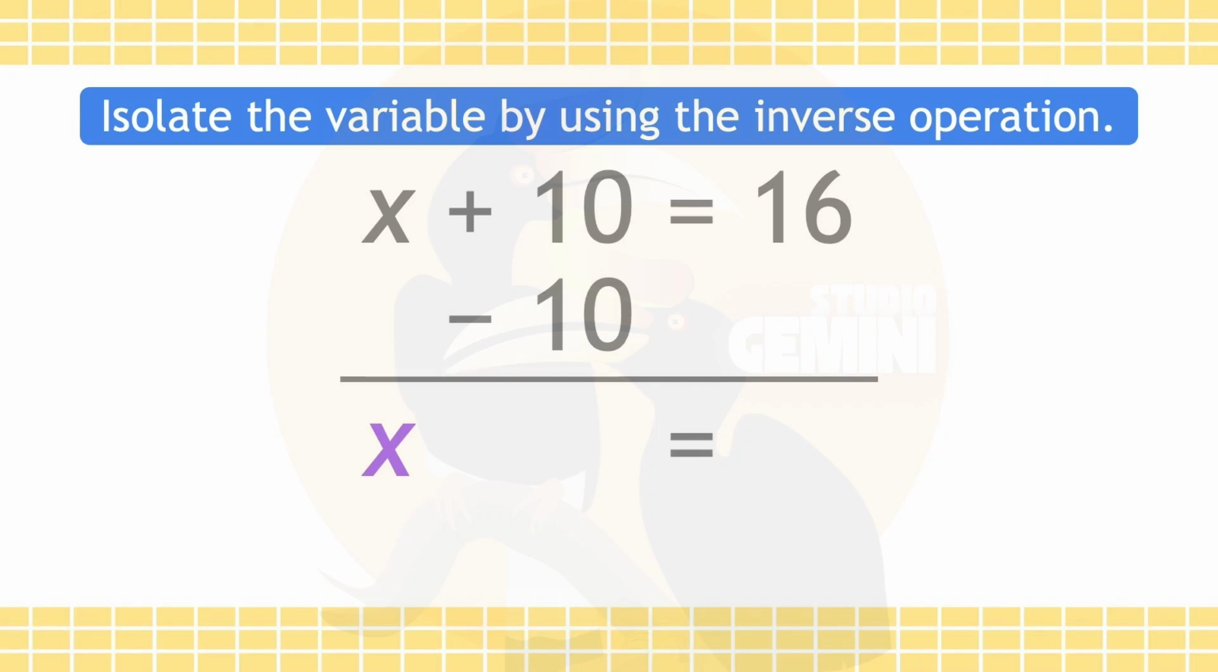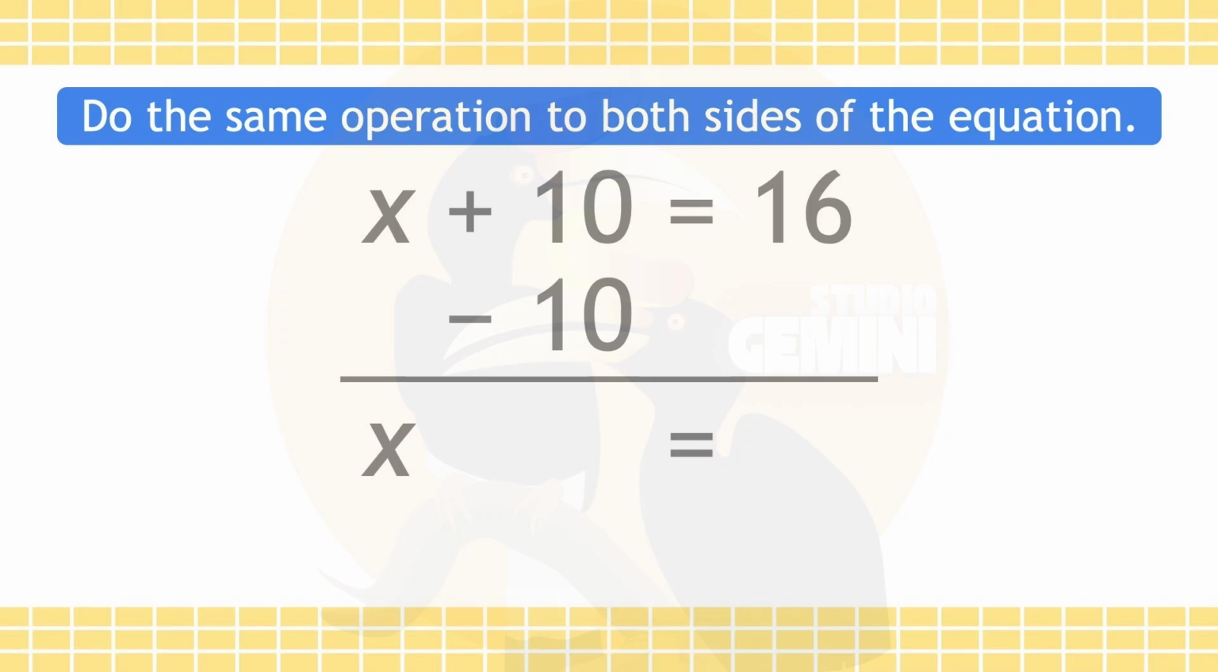Uh-oh, do you remember how earlier in the video we learned that an equation is like a balance, so both sides must be equal? To keep the equation balanced, we need to do the same operation on both sides of the equation. So if we subtract 10 from the left side of the equation, we also need to subtract 10 from the right side. 16 minus 10 equals 6, so now we have x on the left side of the equation and 6 on the right side of the equation. This means x equals 6.